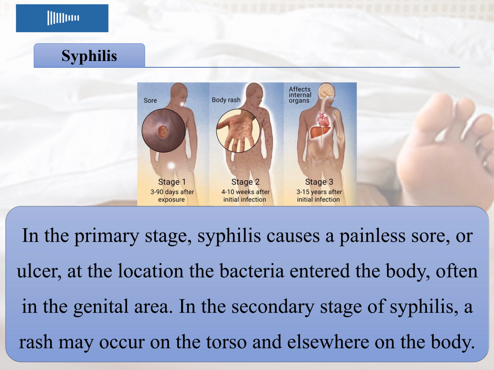In the primary stage, syphilis causes a painless sore or ulcer at the location where the bacteria enter the body, often in the genital area. In the secondary stage of syphilis, a rash may occur on the body.